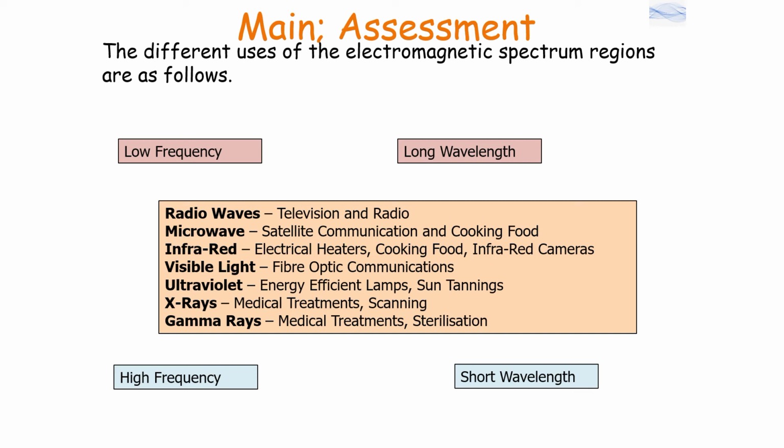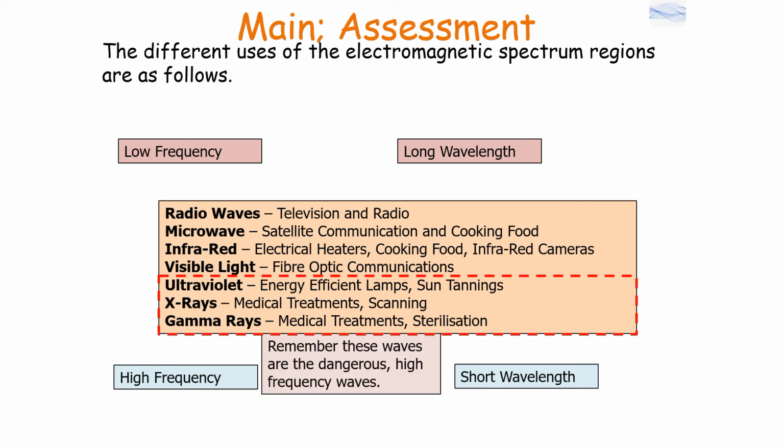Now, the medical treatment with X-rays is commonly called X-rays or radiographs, whilst for gamma rays, the medical treatment tends to be radiotherapy. As we mentioned before, the ultraviolet, X-ray and gamma rays are the dangerous high frequency waves. Because they are ionizing, they've got to be treated with care as you use them in your everyday appliances.